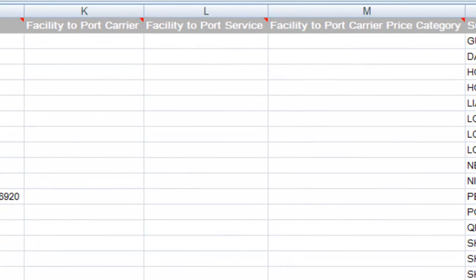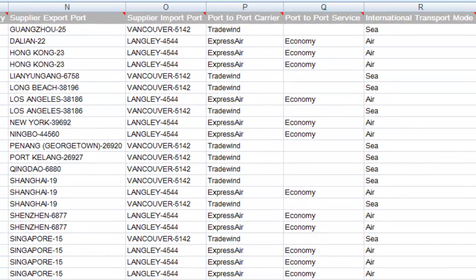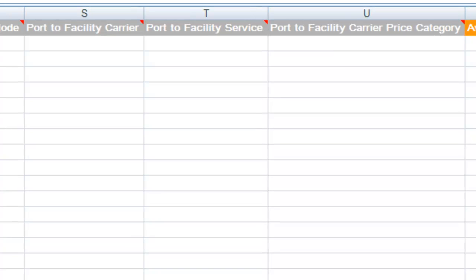The facility-to-port carrier, service, and carrier price category define the transport from the supplier facility to the export port. The port-to-port carrier, service, and international transport mode define the transport from the supplier export port to the import port. The port-to-facility carrier, service, and carrier price category define the transport from the import port to the facility.